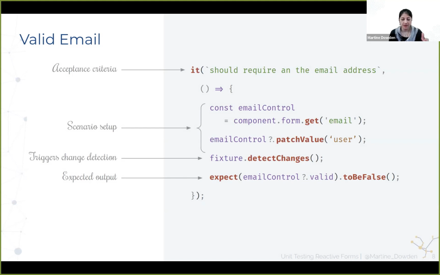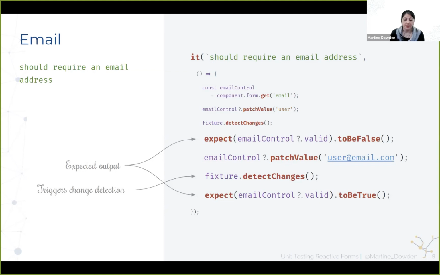Same idea. I'm going to pass it a value of email, which is user, which is obviously invalid because it doesn't have the at whatever dot whatever, right? I'm going to trigger my change detection. And I'm going to expect it to return false, because that means that the regex pattern I put in is actually working.